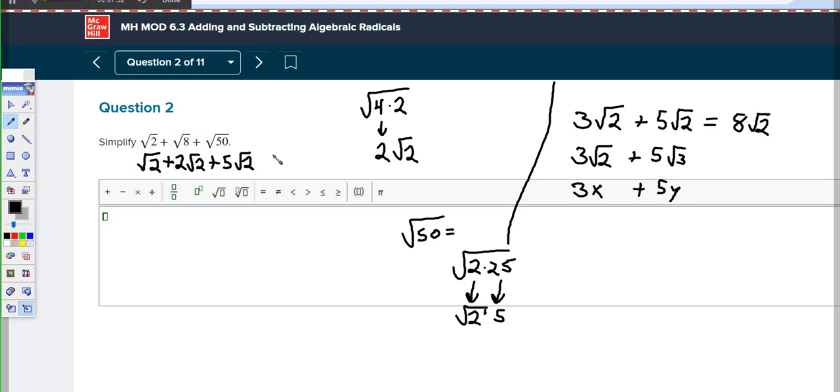So what do I have? I've got one of the square roots of 2 plus another 2. Now I'm up to 3 square roots of 2. And then I add 5 more square roots of 2. So I end up with 8 square roots of 2.